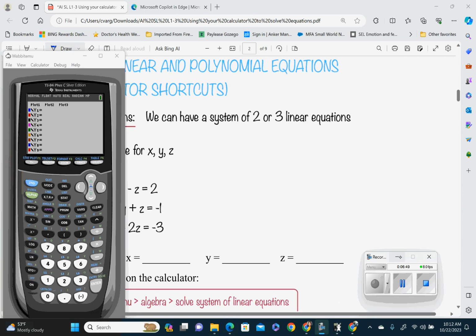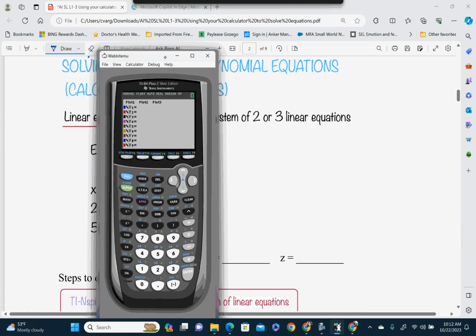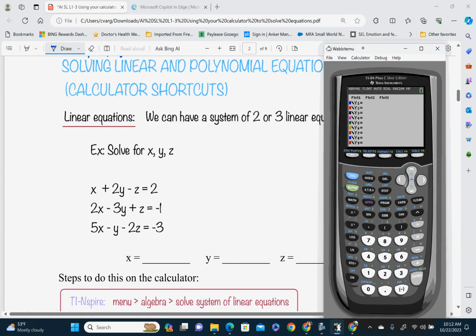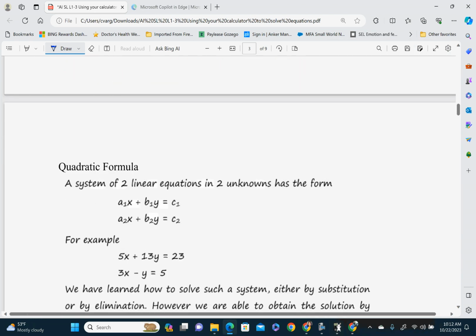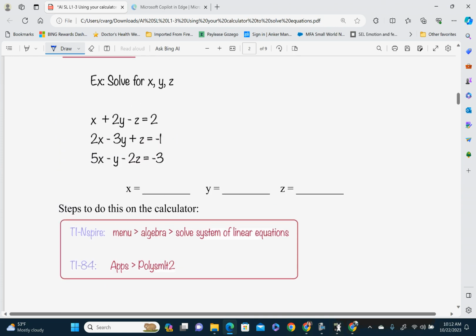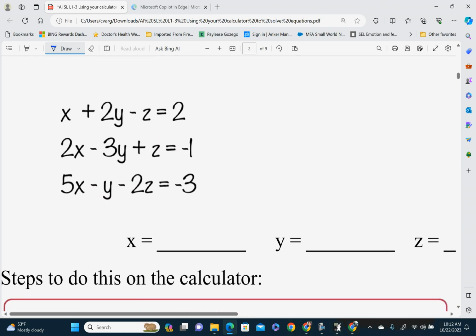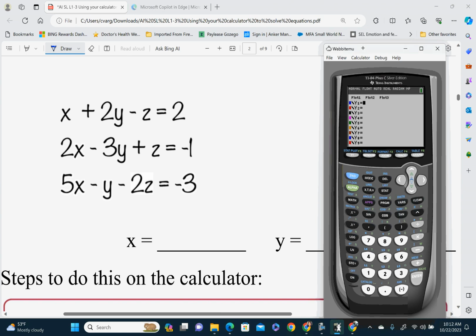The last thing we're going to do is what if you have a 2 by 2, right? You have something that looks like this that you have to solve, or a 3 by 3, something that looks like this that you have to solve, right? So either way you do it, you could still do this on the calculator. So for this one, you have x, y, z. You have three equations and three variables.